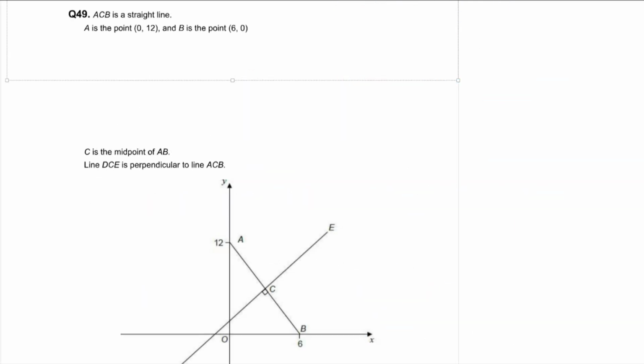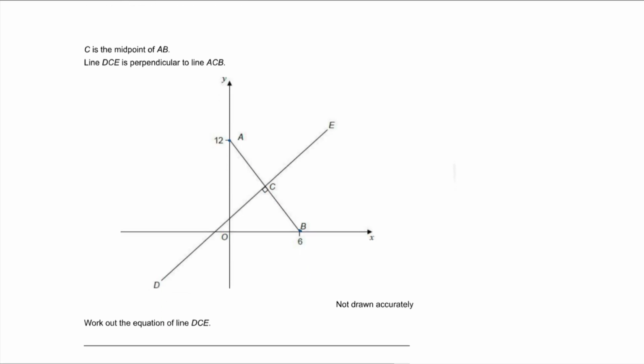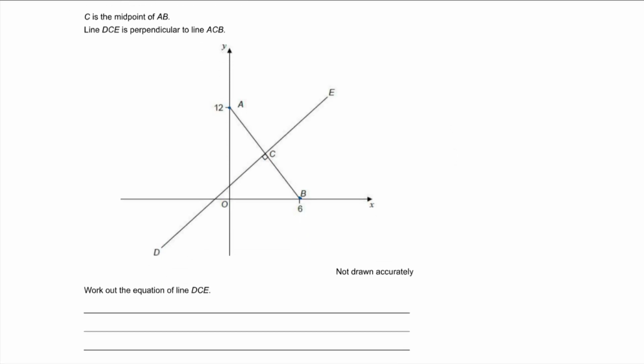Question 49, ACB is a straight line. A is the point 0, 12. Yeah, that's the point up there, that's already on the diagram. B is the point 6, 0. Yeah, I can see that from the 6 written there. C is the midpoint of AB. So C is the midpoint of AB.